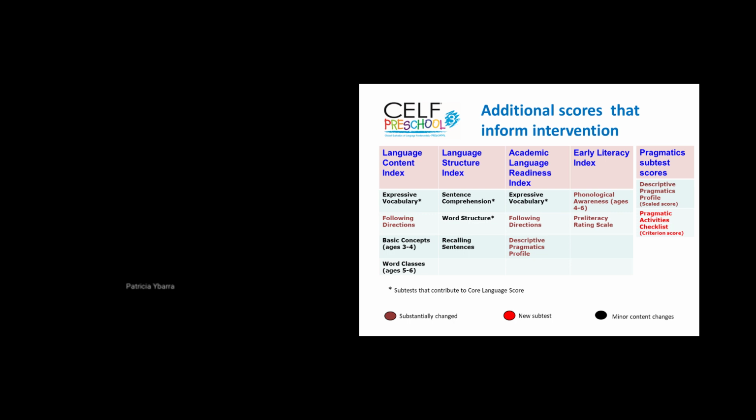Index scores that are new to CELF Preschool-3 include the Early Literacy Index and the Academic Language Readiness Index. Both of these provide information about skills needed to be successful in a school setting. Additionally, CELF Preschool-3 offers 2 subtests that provide information on social language skills, or pragmatics. The Descriptive Pragmatics Profile yields scaled scores, and the Pragmatic Activities Checklist yields an age-based criterion score.